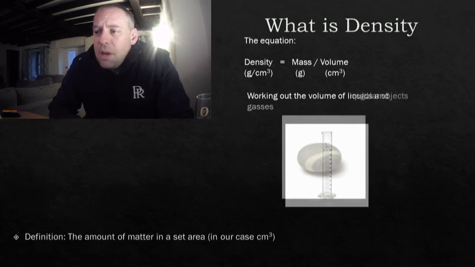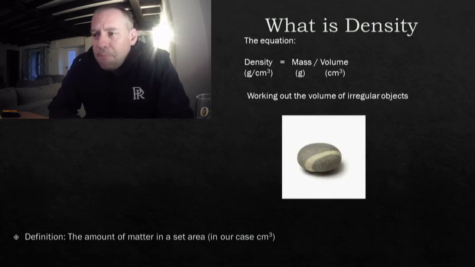Sometimes the object, though, is not regular. I've put a pebble here, and the pebble does not have regular sides. It's not easy to measure by the sides. We can't measure length, height, width. It's irregular. So we need a separate method for doing this.